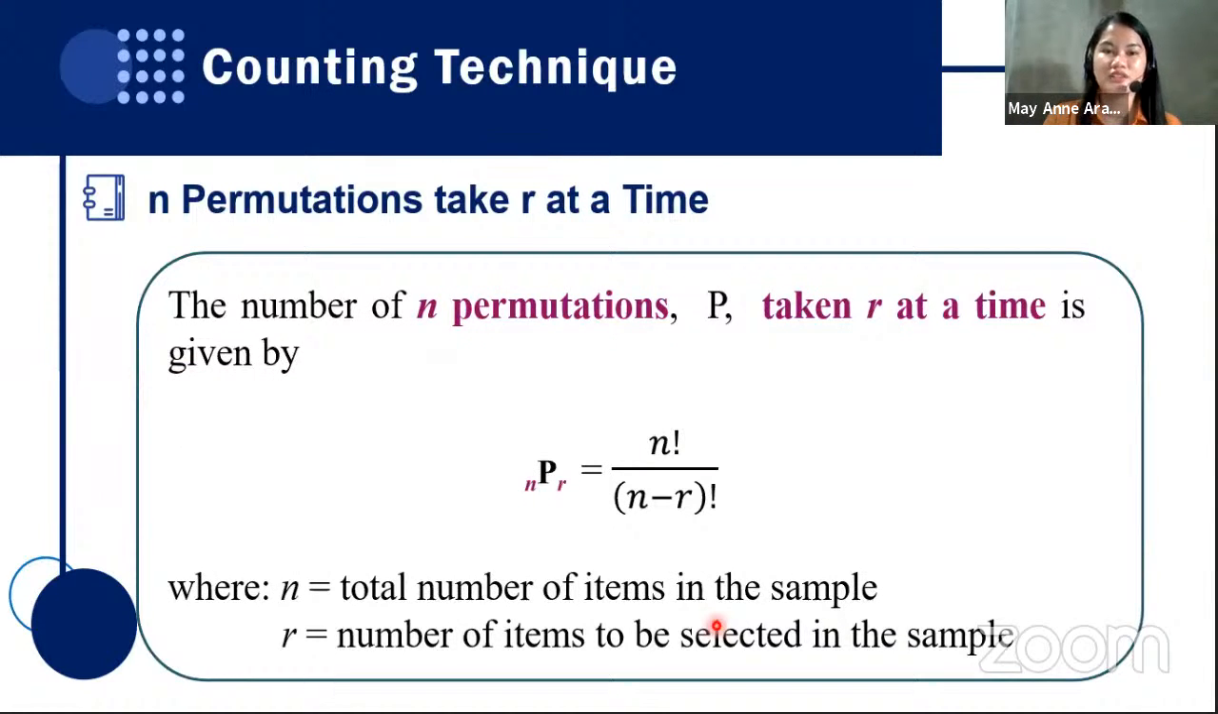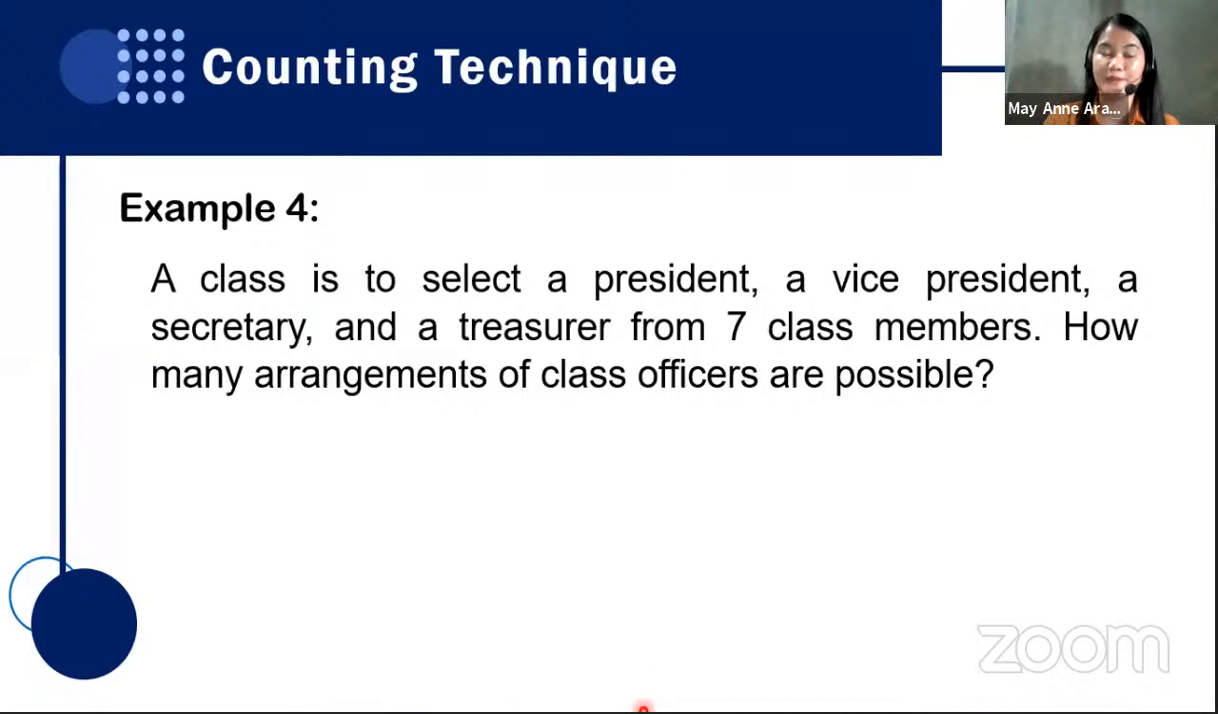Okay, and permutations taken r at a time, meaning hindi nyo lahat i-arrange. So the formula for that is nPr equals n factorial, all over the difference of n minus r factorial, where n is the total number of items and r is the number of items to be selected. Okay, example. A class is to select a president, a vice president, a secretary, and a treasurer from 7 class members. How many arrangements of class officers are possible?